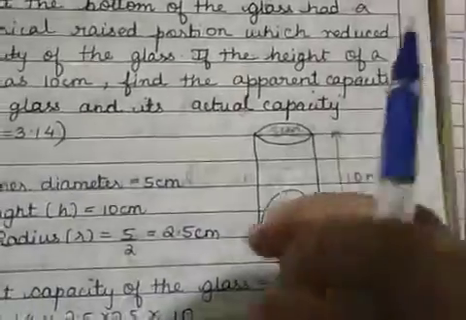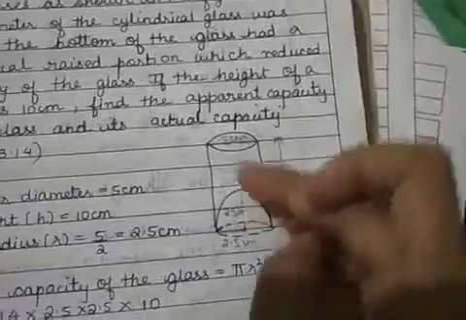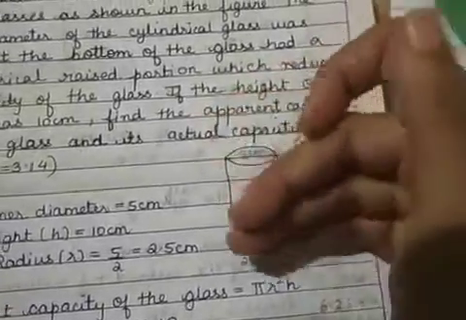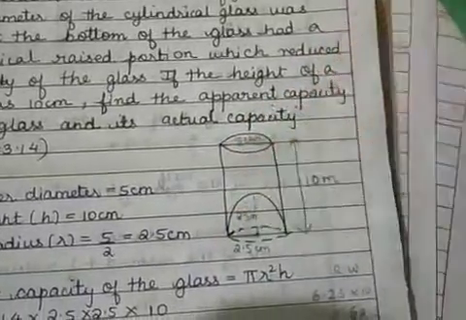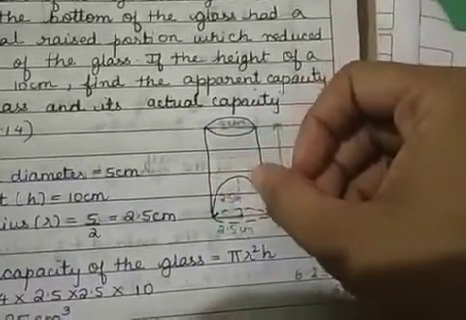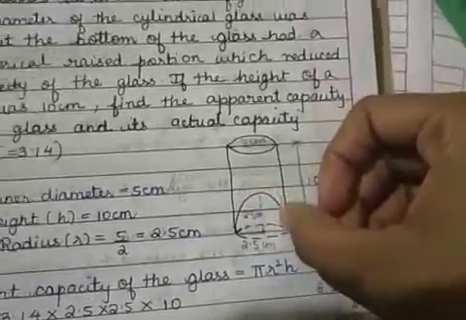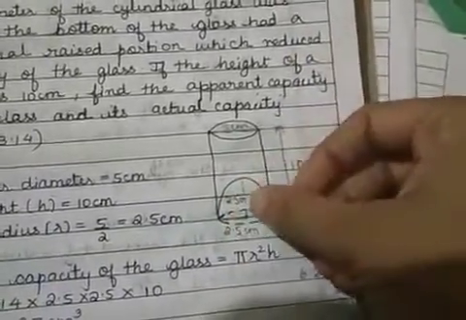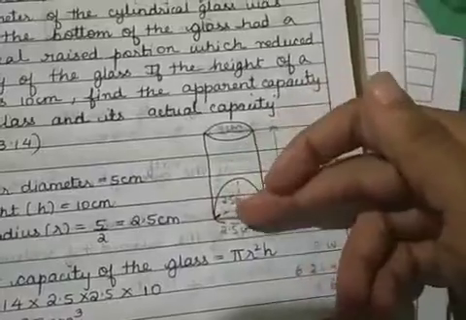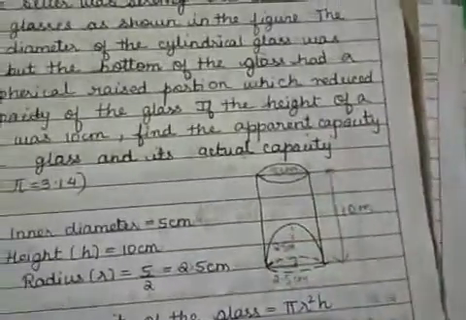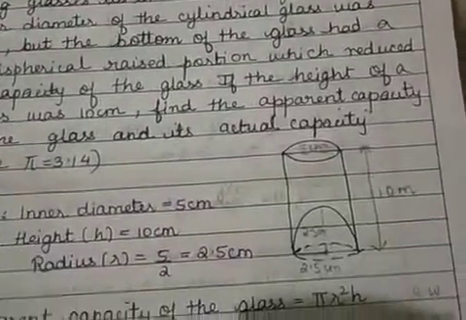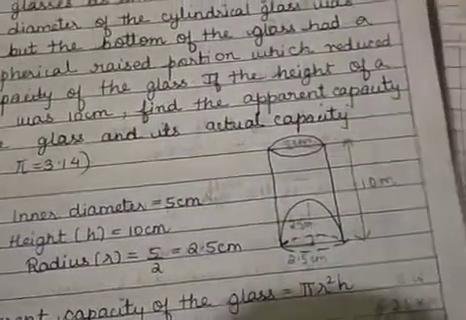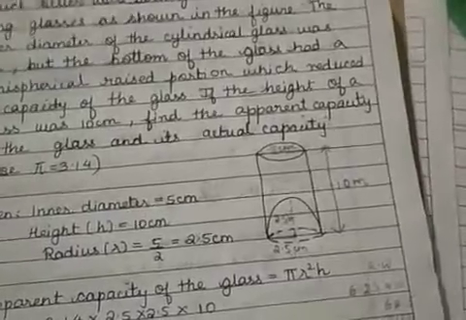Means now you have on the bottom a hemispherical shape, because of which the volume changes. If this shape was not there, you would have the entire cylindrical portion as your volume. But since there is some depression of this kind at the bottom, this much amount of space is reduced, correct? So that is what it says. Here you are asked to find the apparent capacity of the glass and what is the actual capacity.